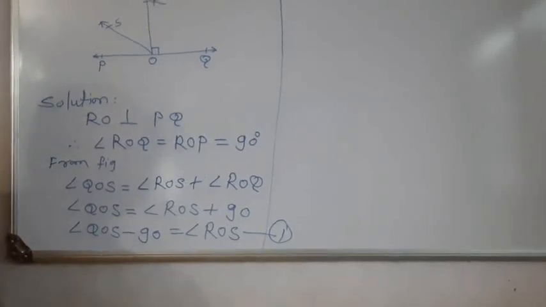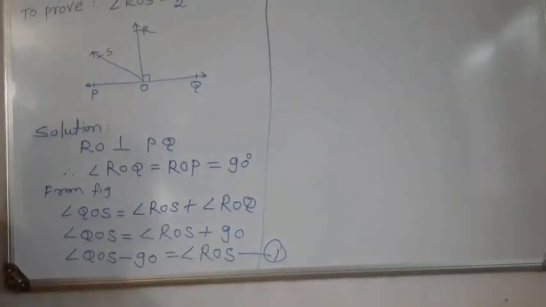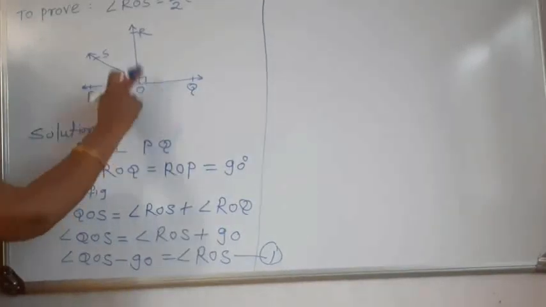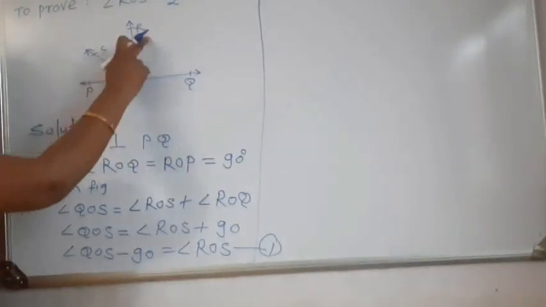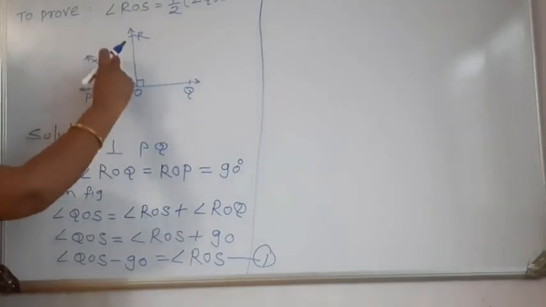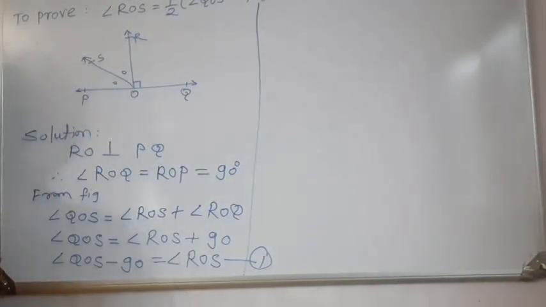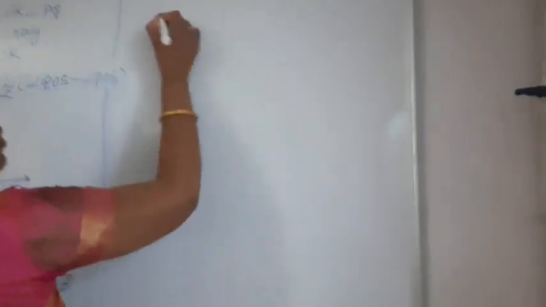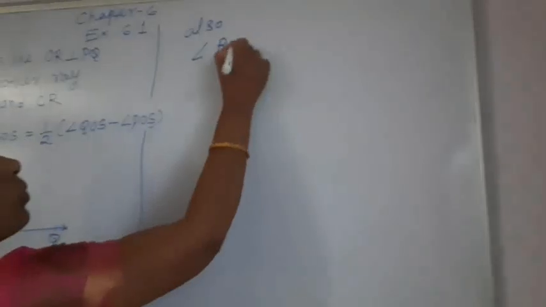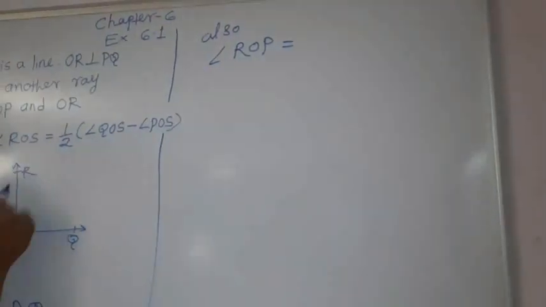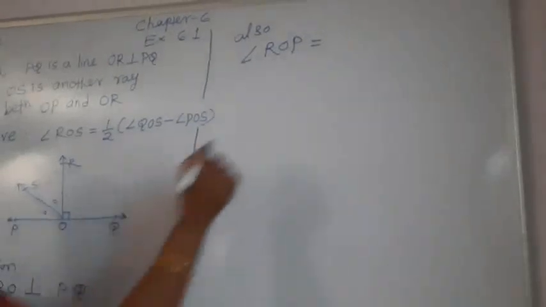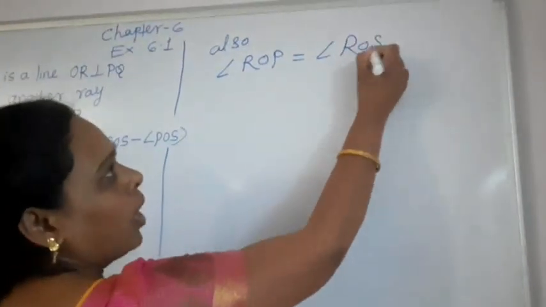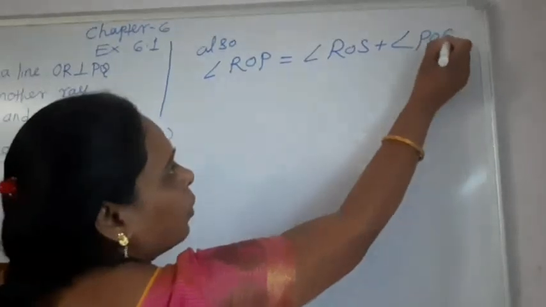Similarly, we have to make one equation for ROS again, and that's why consider the other side, POR. In this angle POR, OS is the ray and this POR is divided into these two angles. Take the sum. POR is equal to the sum of these two angles from the figure. Also angle ROP is equal to angle ROS plus angle POS.